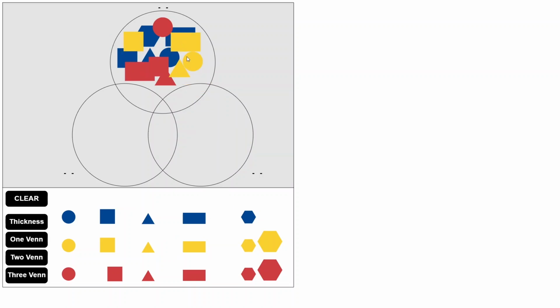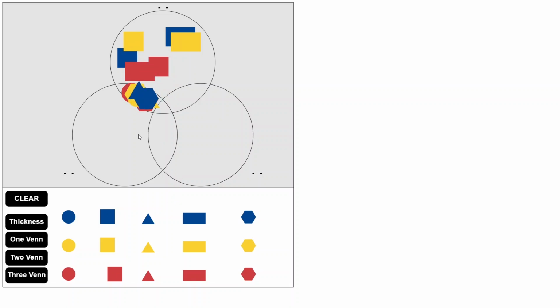Once we've done that, let's look at our second circle. We're going to let this one be does not have right angles. So this overlap between the first and the second are going to be large shapes with no right angles, like circles, hexagons, and triangles. So I'll go ahead and move my circles, hexagons, and triangles into this overlap.